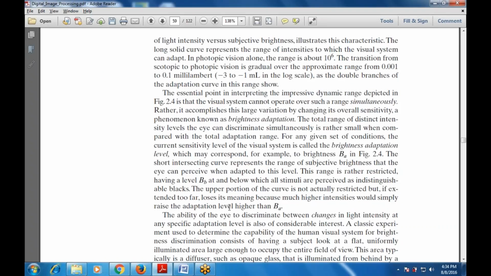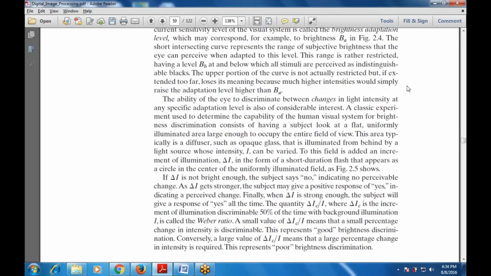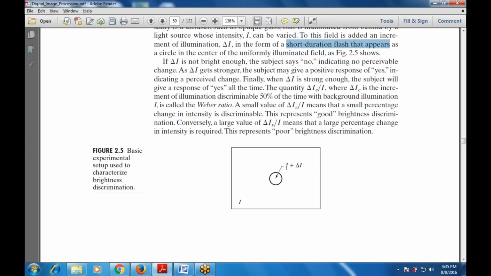The classic experiment to determine the capability of the human eye for brightness discrimination consists of having a subject look at a flat area large enough to occupy the entire field of view. This area is typically a diffuser, such as opaque glass, illuminated from behind by a light source whose intensity I can be varied. To this field is added an increment of illumination, delta I, in the form of a short-duration flash that appears in the center, like this: I plus delta I.